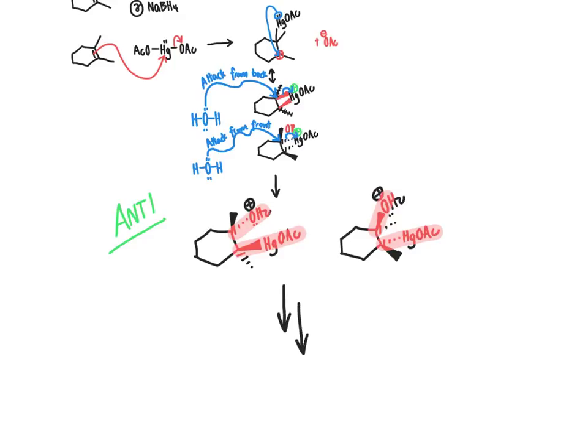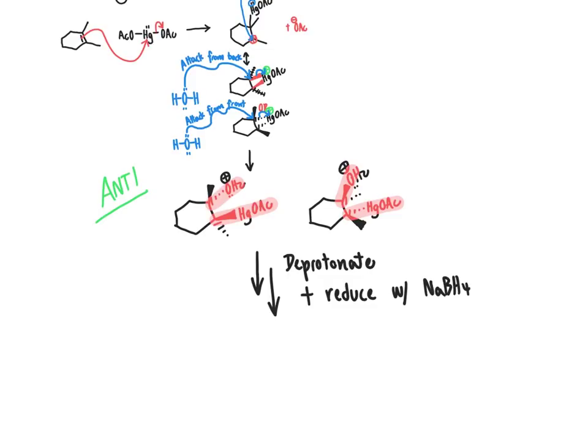toward the final product. So we do deprotonation, which I'm not going to show, just removing that proton from the OH2, and then the reduction reaction, reduce with NaBH4, and we did not go through the mechanism for that. You're not expected to know that mechanism. It's beyond the scope of the class, but that reduction reaction is not going to change the stereochemistry here. It's just going to result in replacement of the mercury atom with a hydrogen atom.